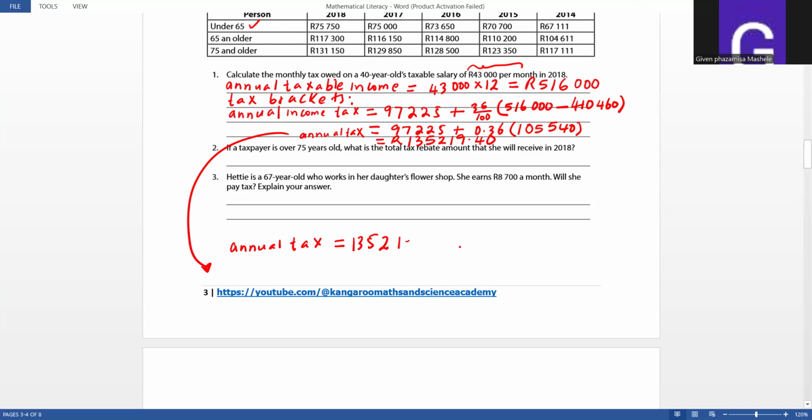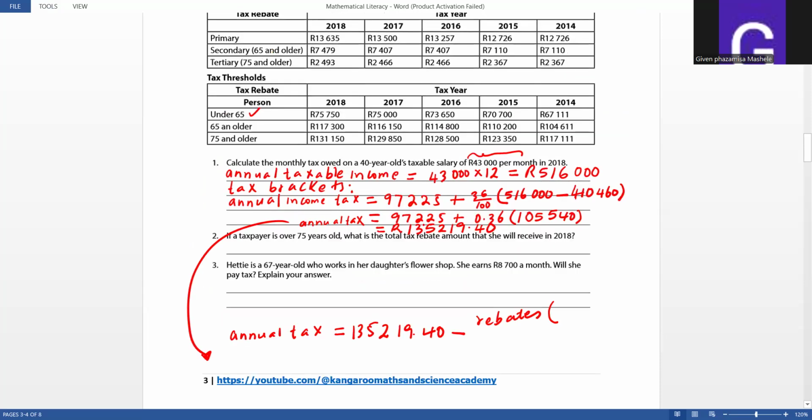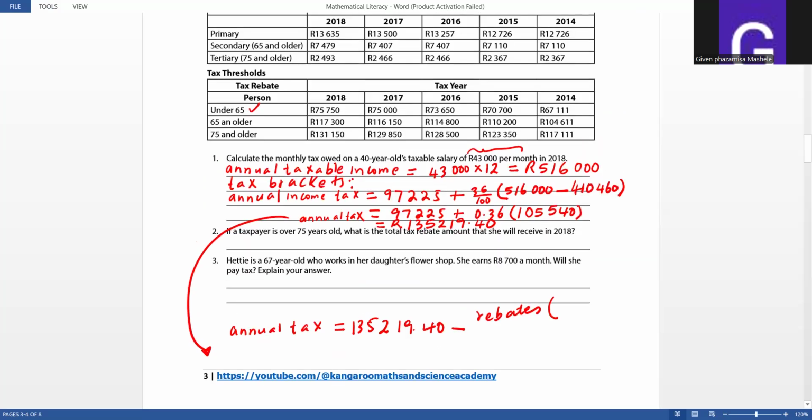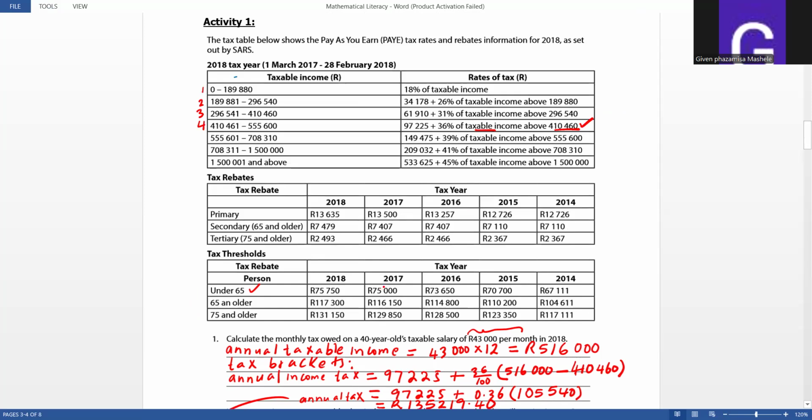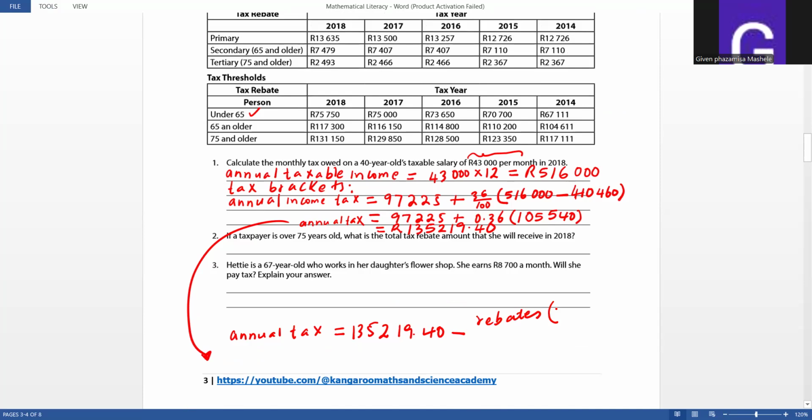135,219.40 less the rebates. We need to subtract the rebates. Now, let us look at the age of this person. This person is aged 40, so it means he or she falls under the primary rebate. So we're only going to subtract the primary rebate.